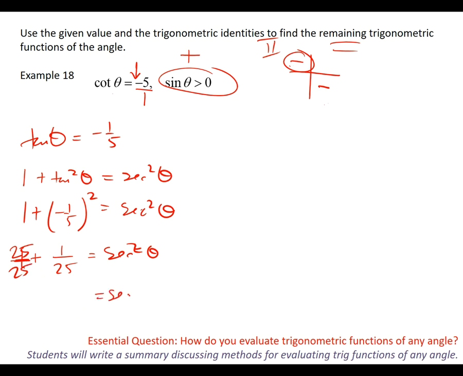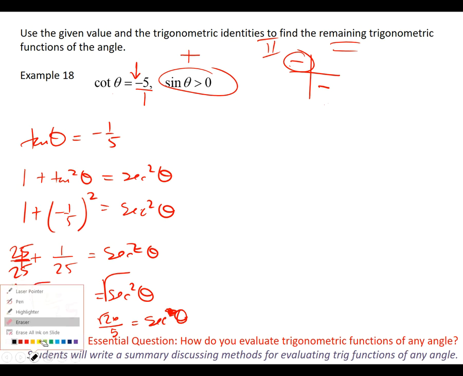25/25 plus 1/25 is 26 over 25. How do we undo the squared? We take the square root, and we don't know whether to use the plus or the minus, so we have to examine that. We're going to leave it as square root of 26 over the square root of 25. What's the square root of 25? 5. That equals secant of theta. And actually, I don't want to put the plus minus on it. I'm going to try to figure that out.